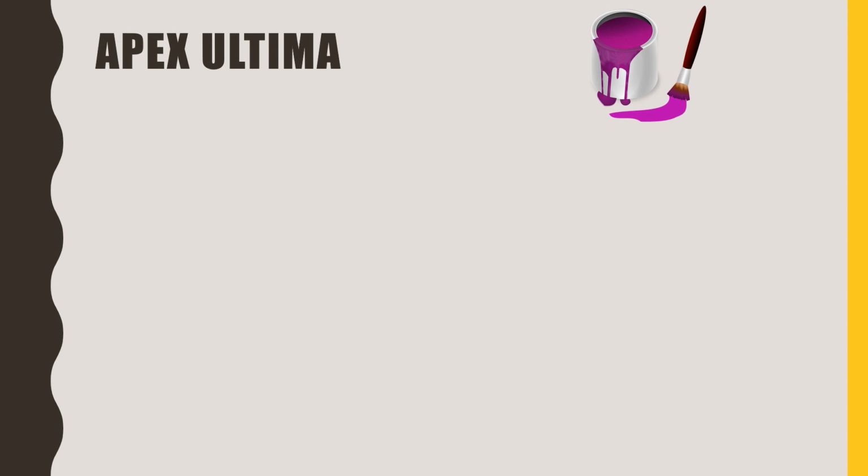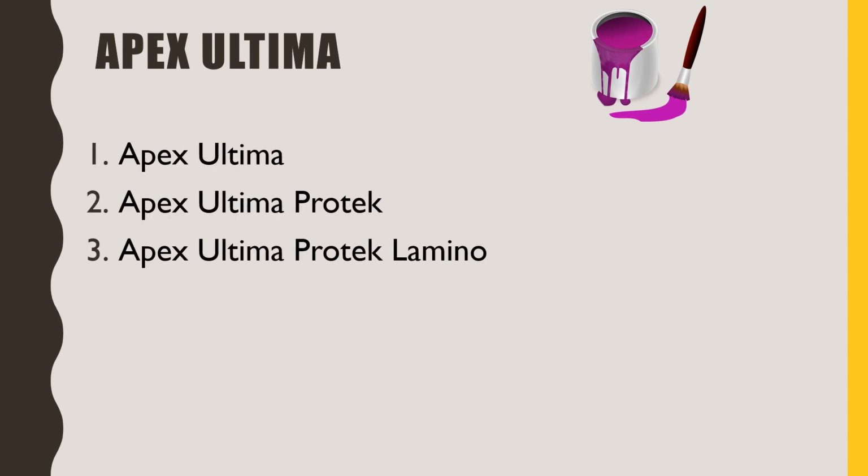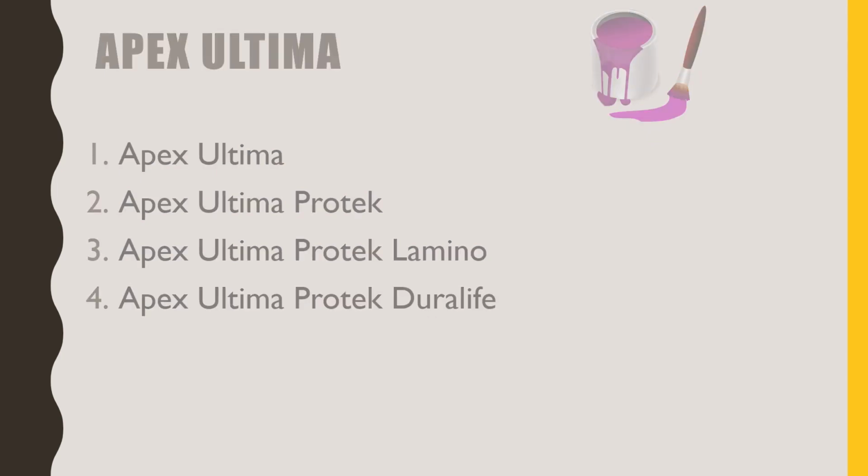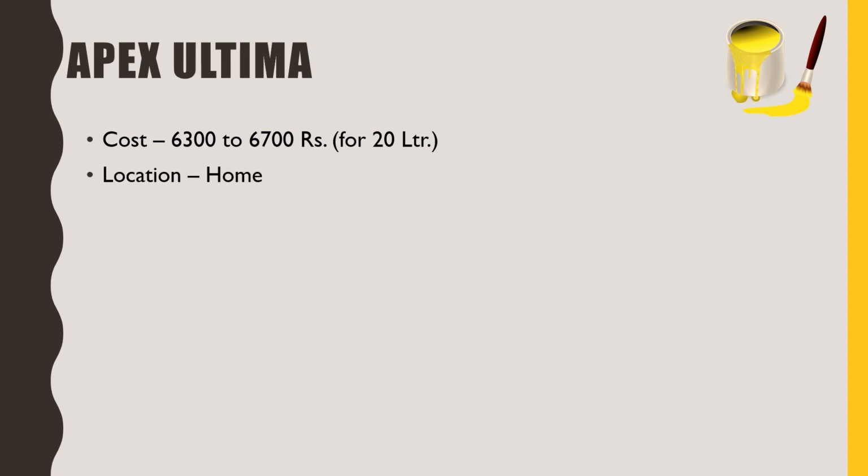Then here the last series available is Apex Ultima. There are 4 different paints available: Apex Ultima, Apex Ultima Protek, Apex Ultima Protek Lamino, and Apex Ultima Protek Duralife. So at first we'll talk about Apex Ultima. Its cost is 6300 to 6700 rupees for 20-liter packaging. It can be applied in the external walls of our home.